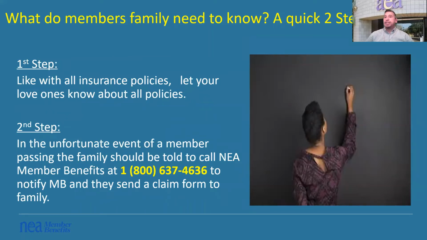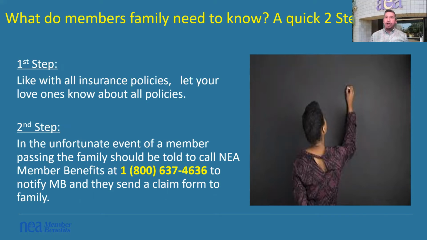So what do members of the family need to know? It's a really quick two-step process. When you're engaging with members and talking about your free life insurance policy, you just let them know that, as with all insurance they have, the first thing they need to do is let their family know that they have the policy. The second step is, in the unfortunate event, and hopefully that doesn't happen, that the member passes, they need to call 1-800-637-4636, which is our member services number, to locate and get the claim form sent to them.